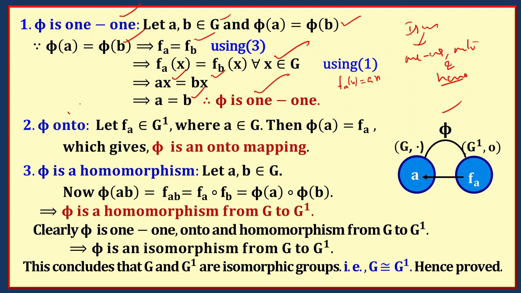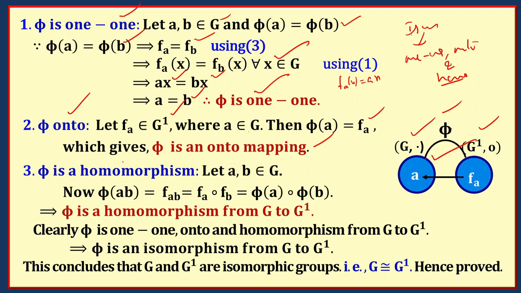Second one, onto. Pi is onto. Let f_a belong to G', where G' is the codomain. Every element in the codomain has at least one pre-image element in the domain G. So there is a belonging to G, where pi of a is equal to f_a. f_a is a permutation in G', which gives pi is an onto mapping.